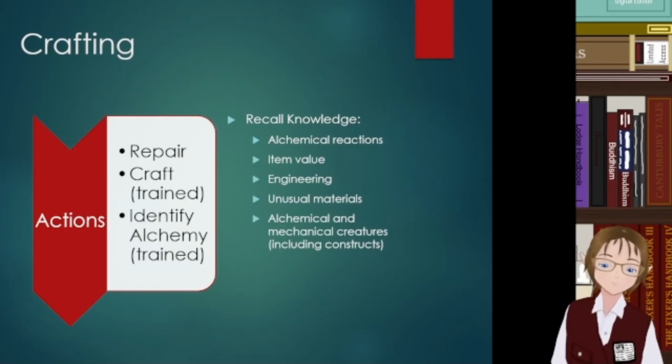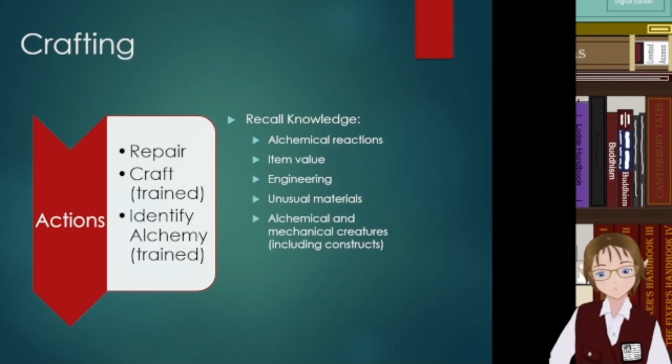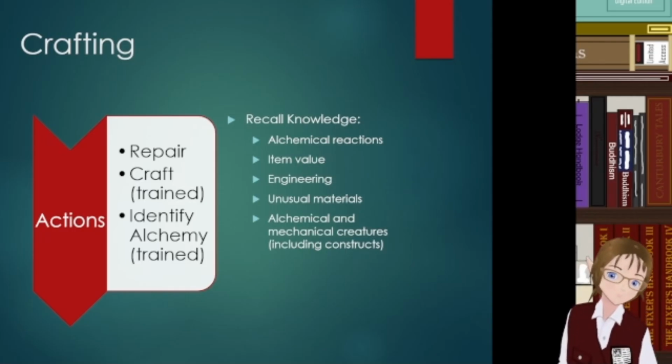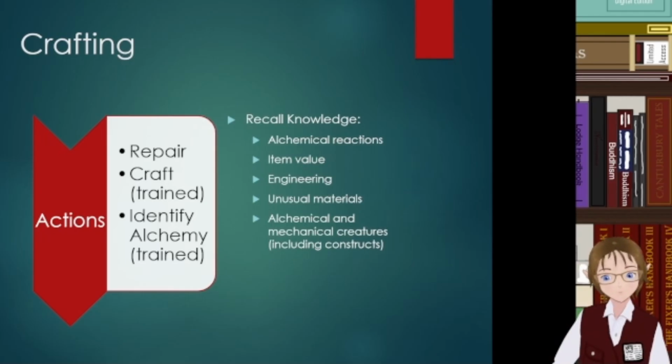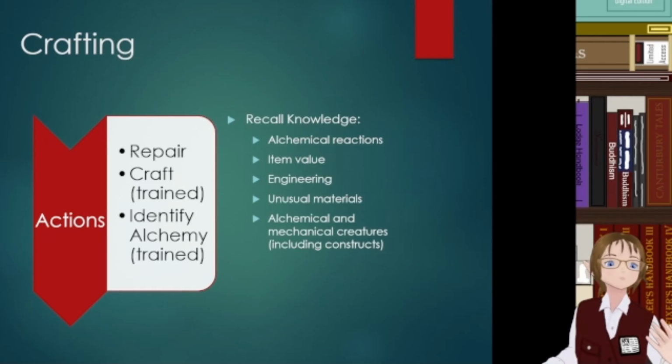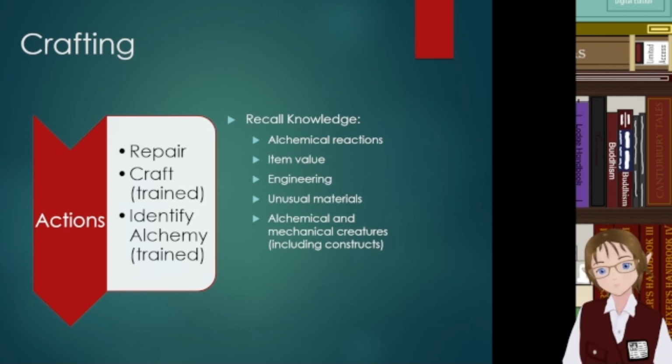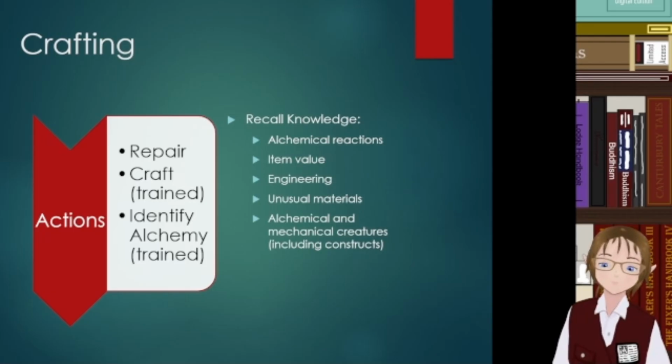The next skill that I'm covering is crafting. Crafting is not always relevant in every single party, but it can be very relevant in certain circumstances. Its actions are repair, craft, and identify alchemy. Repair is an action which can be taken similarly to treat wounds out of combat. The way it works is it lets you restore hit points to a damaged item. The most common item you'll be doing this to is shields.